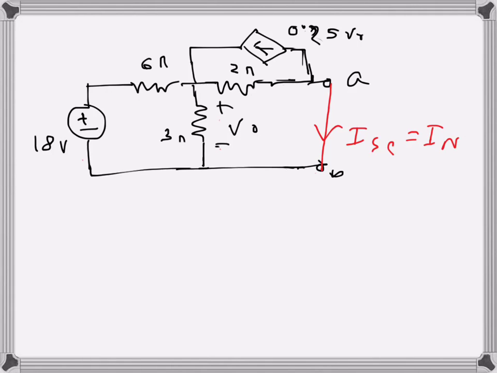Now in order to do that, I notice when I look at this circuit, there is a voltage drop across the 3 ohm resistance, and this voltage drop is acting as a controlled voltage for this voltage controlled current source.